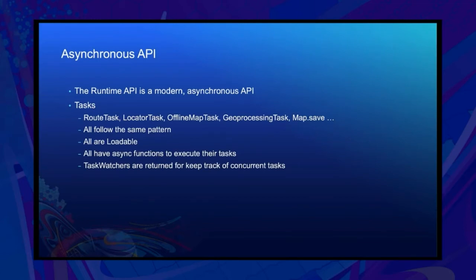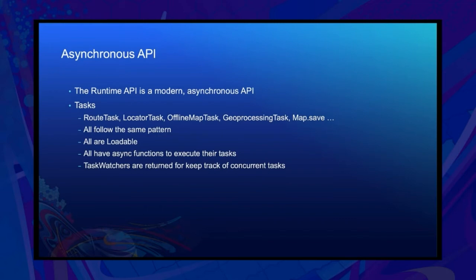Some examples of this are route task, locator task, offline map task, geoprocessing task. All these different tasks do different things, but they follow the same pattern. So it becomes very predictable. These are all loadable. So loadable is an interface that these classes all implement. Loadable means that it requires either local or online data that it needs to fetch in order to initialize. So this all happens asynchronously.